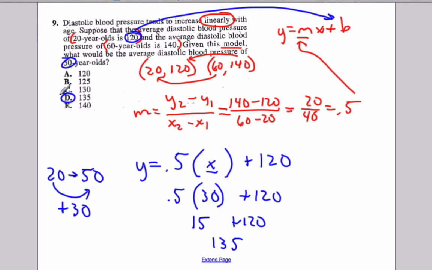Now there's some other ways that this could have been done. Some people might try some guess and check kind of estimate. Estimating might be a good way to do it. Some people, like I said, might try and just graph it. You've got your x and y axes and graph your 20, 120 and graph your 60, 140. Here's your 120, here's your 20, here's your 60. And then just kind of from there, guesstimate where 50 would be.